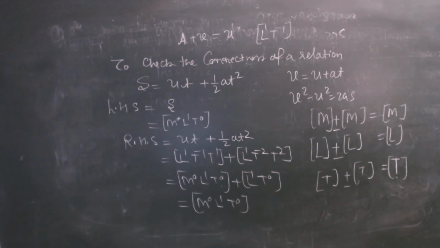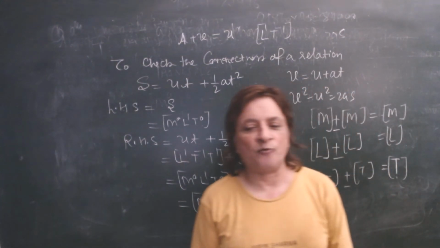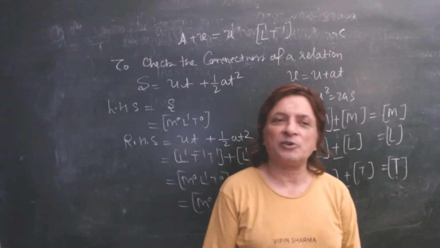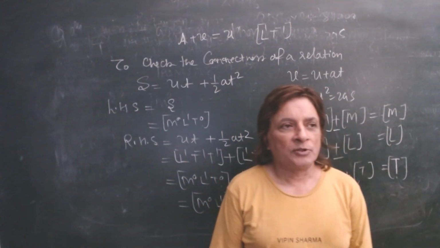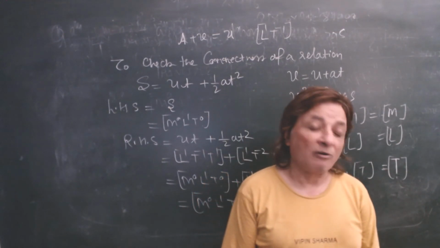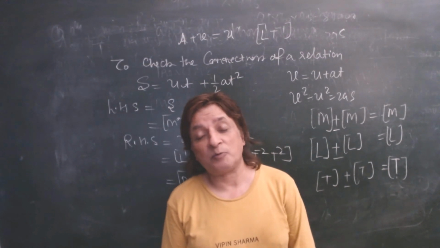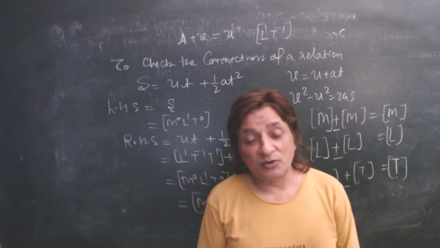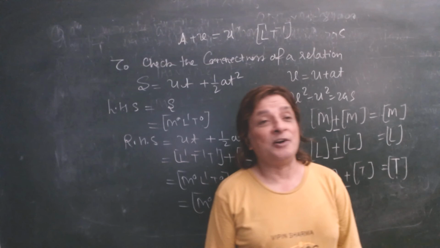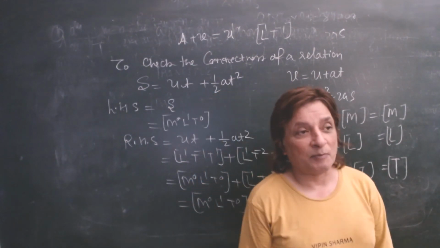So in brief, if I make you revise, what is a unit? It is the standard measurement of a physical quantity. And what is a physical quantity? That which can be expressed in terms of certain laws. There are two types of physical quantities. One is called fundamental quantities and the other is called derived quantities. Fundamental quantities are those which cannot be further subdivided. In mechanics, we have mass, length and time. And derived physical quantities are like velocity, acceleration, force, momentum.